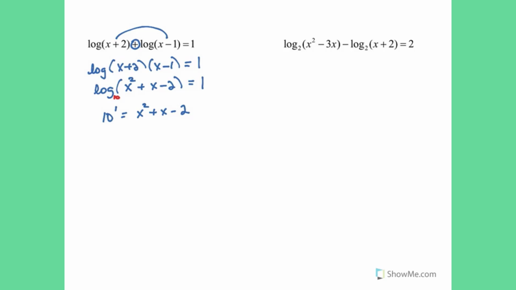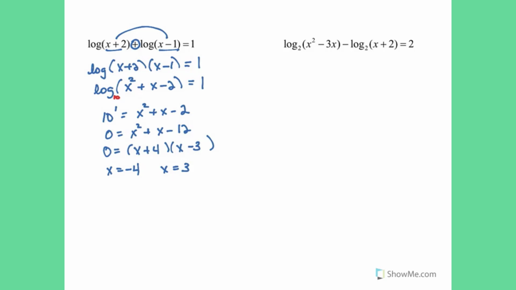So this is a trinomial or a quadratic, so I need to set it equal to 0. I'm going to subtract 10 from both sides, and then I'm going to factor this trinomial and set each factor equal to 0 and solve. So I have two answers, and just because one answer is negative doesn't mean you throw it out. Be careful. You want to check it in each one of these expressions in the original equation.